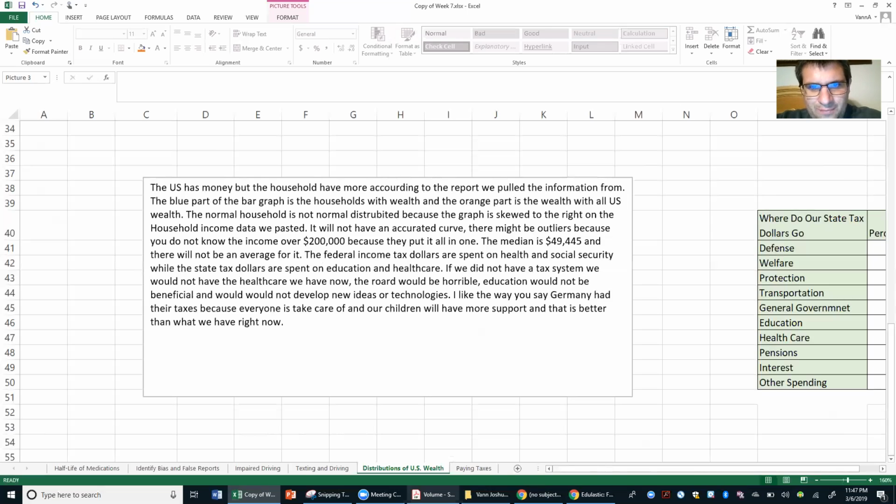The federal income tax dollars are spent on health and Social Security, while the state tax dollars are spent on education and health care. If we did not have a tax system, we would not have the health care we do now. The roads would be horrible. Education would not be beneficial and would not develop new ideas or technologies.